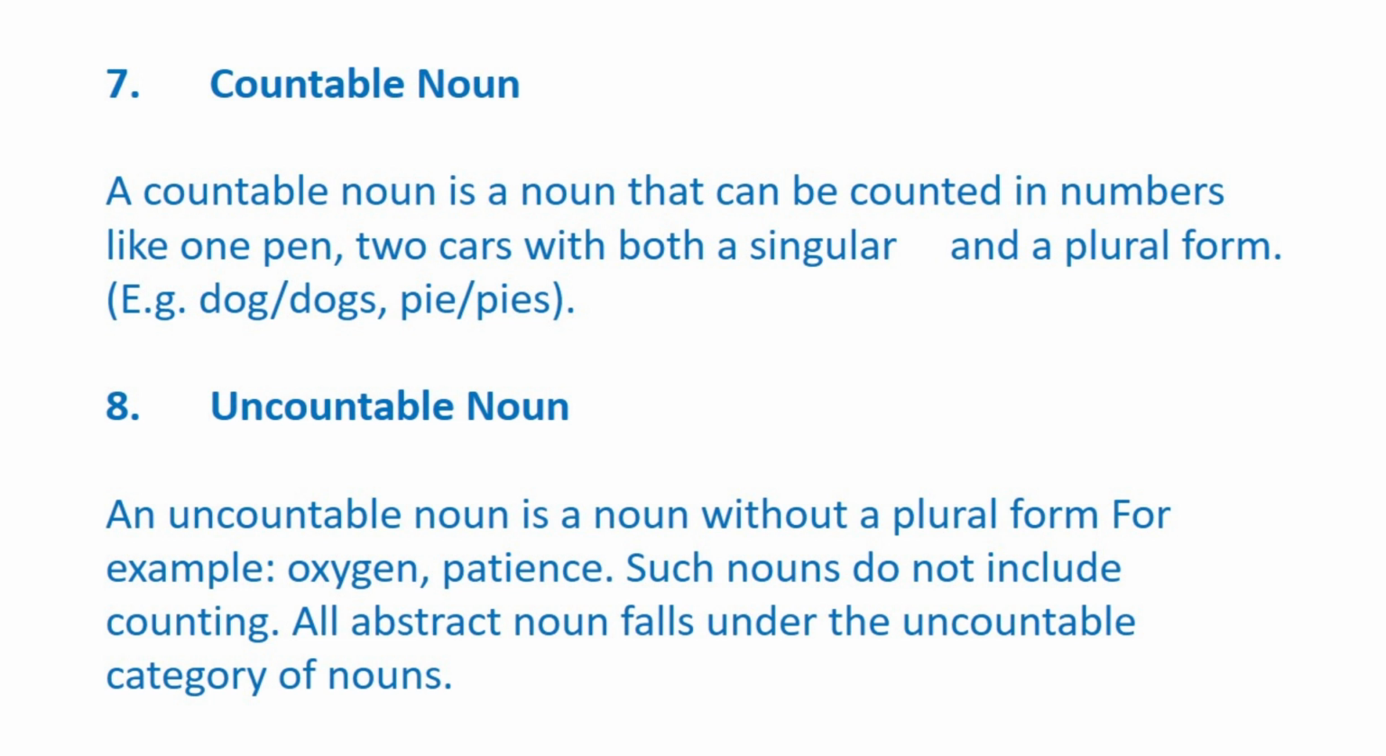8. Uncountable noun. An uncountable noun is a noun without a plural form, for example, oxygen, patience. Such nouns do not include counting. All abstract nouns fall under the uncountable category of nouns.